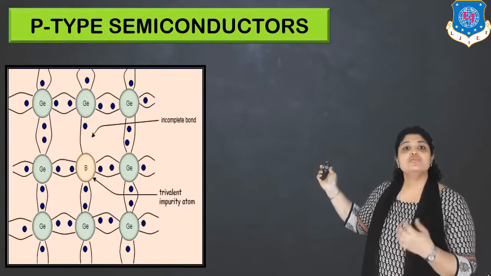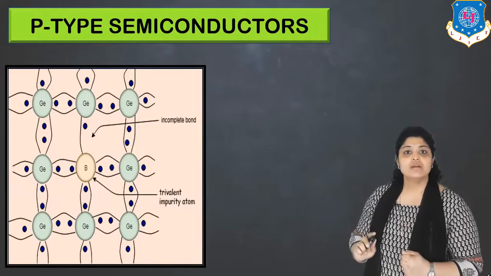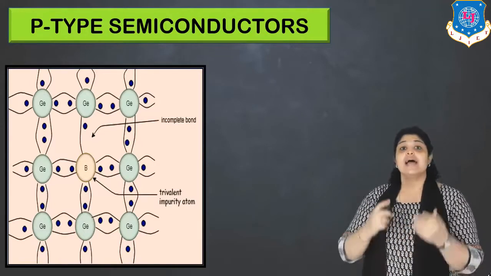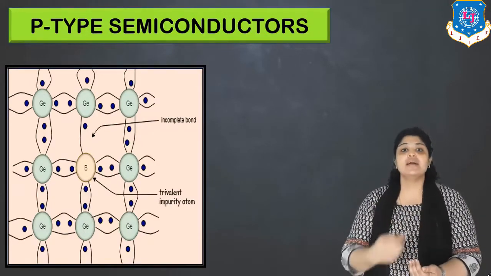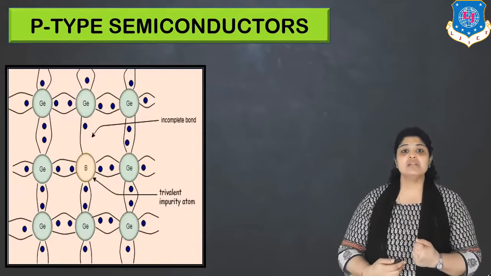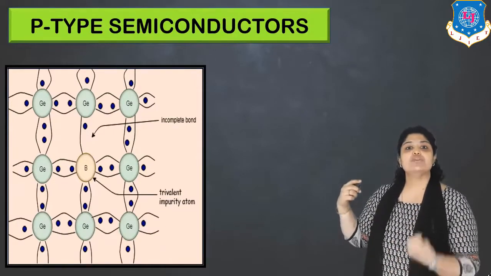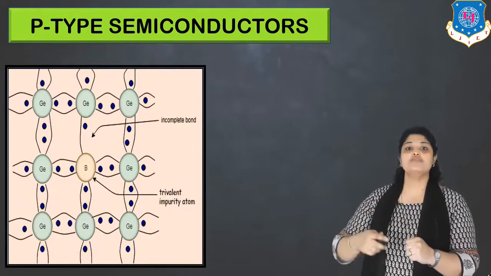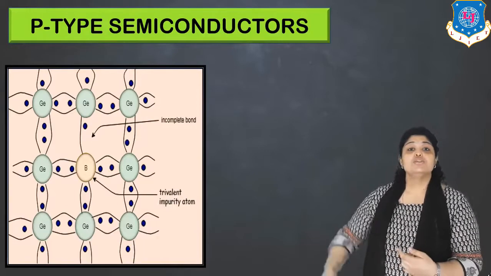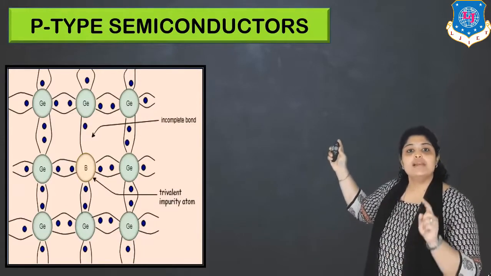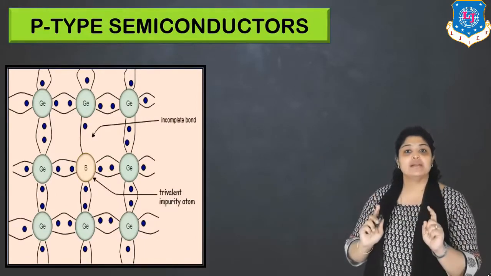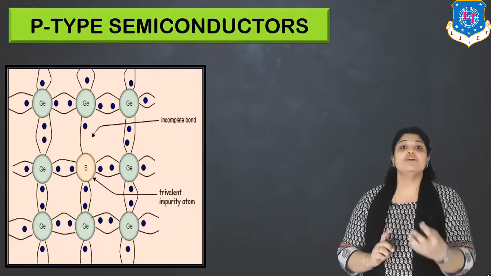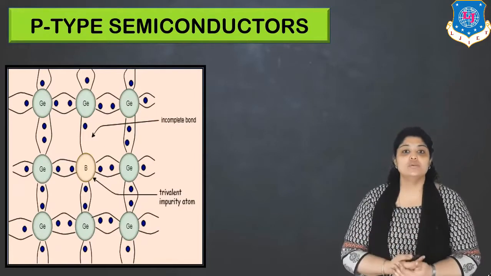Here the diagram shows all covalent bonds in germanium. In the center you can just see a boron atom is added. As I said, boron is a trivalent impurity. What does that mean? Boron has only 3 electrons present. 4 of germanium, 3 of boron gives us 7. So you can clearly see 1 covalent bond in the diagram is incomplete. And that exactly is the concept of majority carriers as holes.